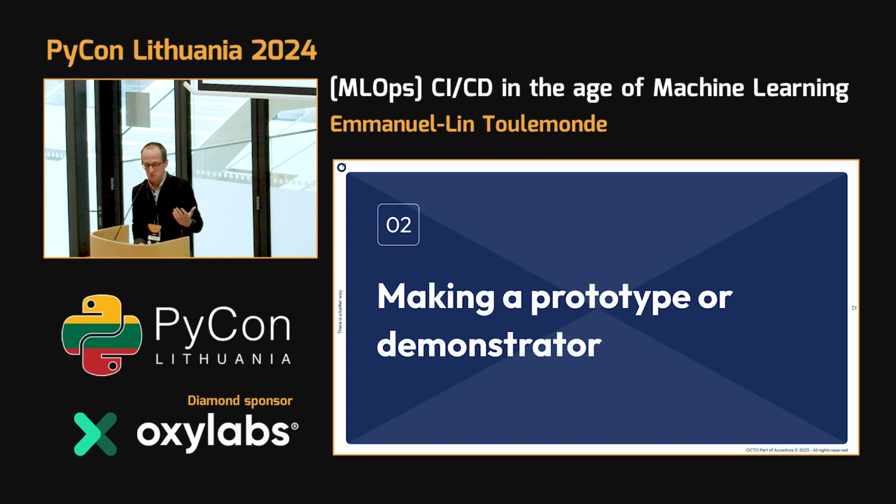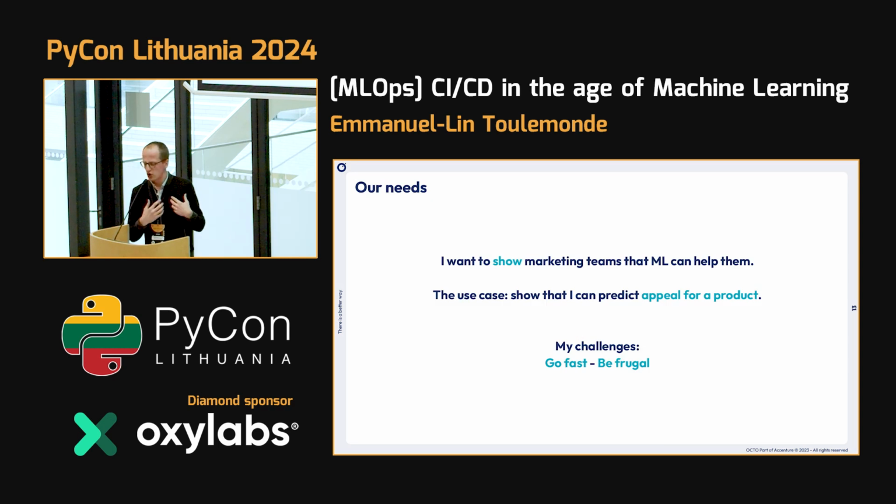My first example is making a prototype or a demonstrator. So I want to show maybe the marketing team that machine learning could help them. And I want to do a use case. I want to maybe predict if a client has some appeal for a product, would want to buy a product. But I'm building a demonstrator, so my challenge is to go fast. I don't want to spend too much time. And I want to be frugal. I don't need a lot of resources, a lot of code and stuff like that. So I want to do a small thing to convince them that it's useful.